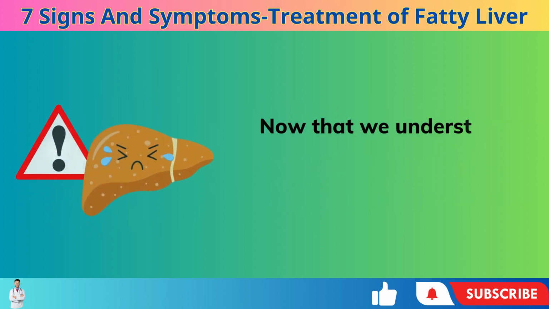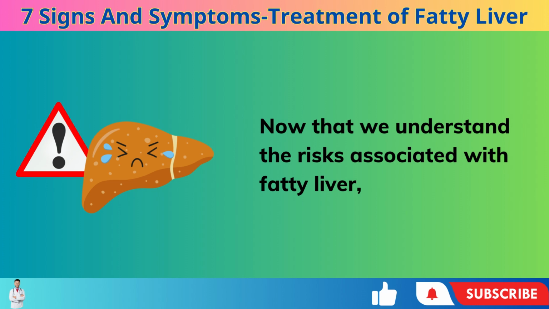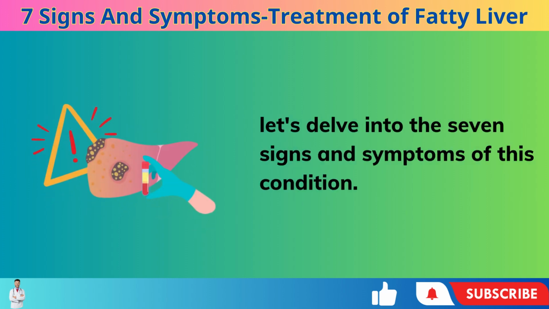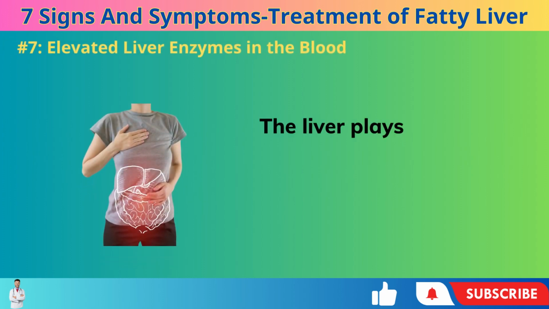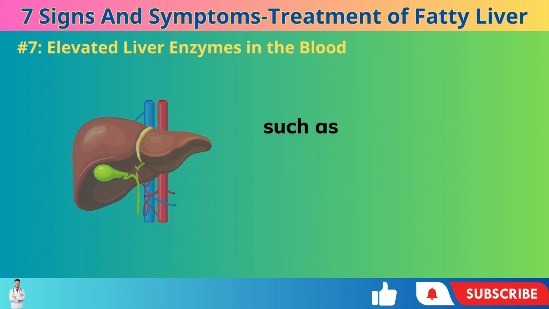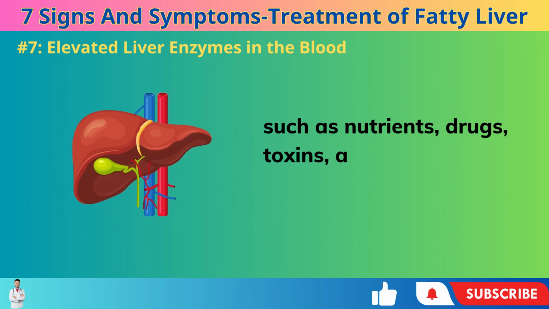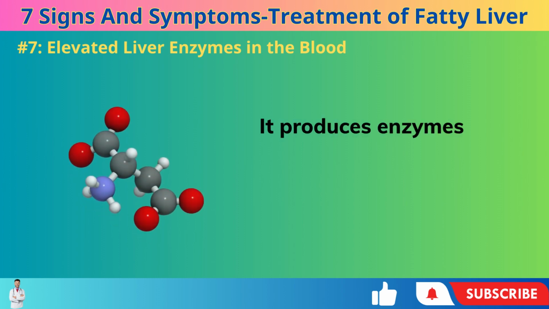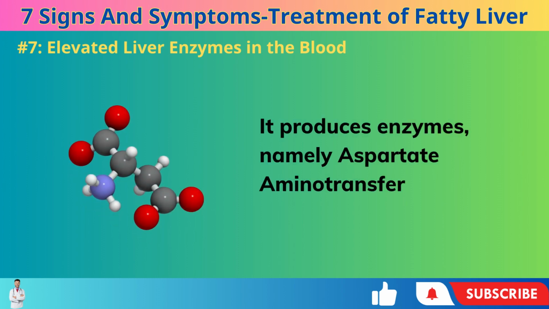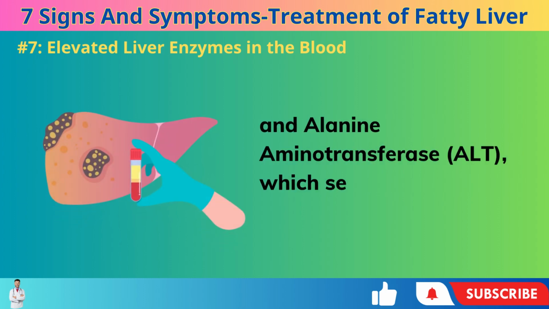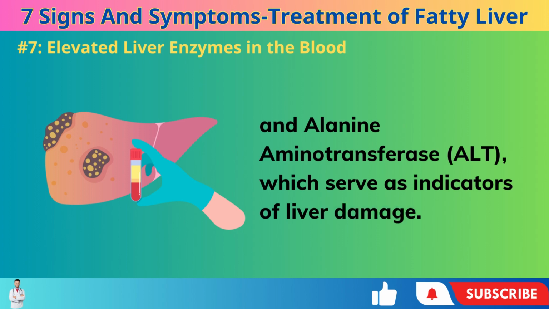Now that we understand the risks associated with fatty liver, let's delve into the 7 signs and symptoms of this condition. Number 7. Elevated liver enzymes in the blood. The liver plays a crucial role in metabolizing various substances such as nutrients, drugs, toxins, and byproducts of metabolism. It produces enzymes, namely aspartate aminotransferase, AST, and alanine aminotransferase, ALT, which serve as indicators of liver damage.